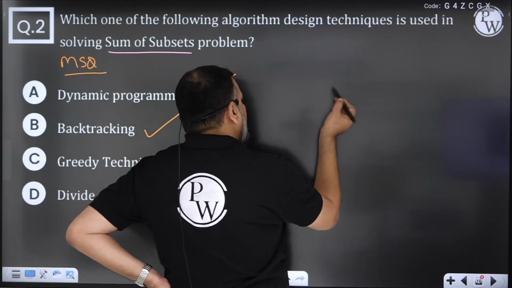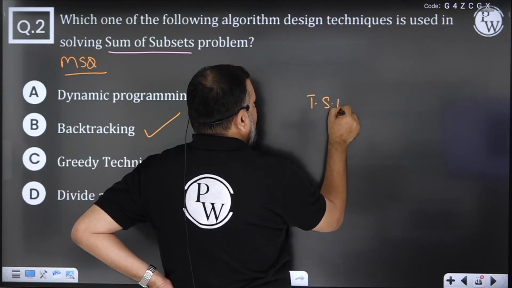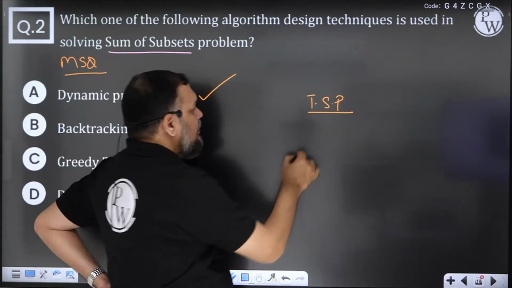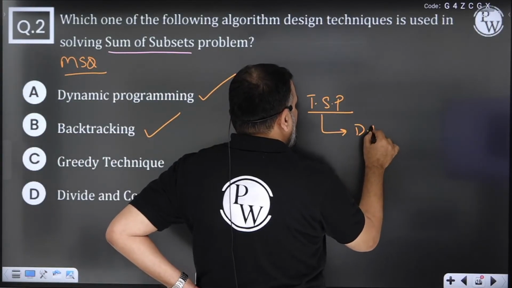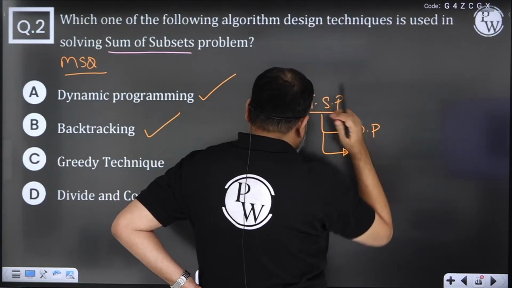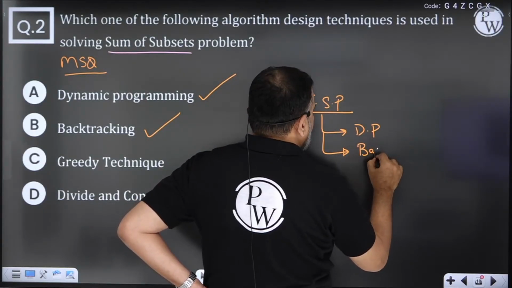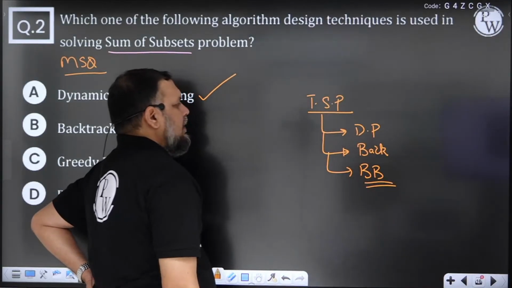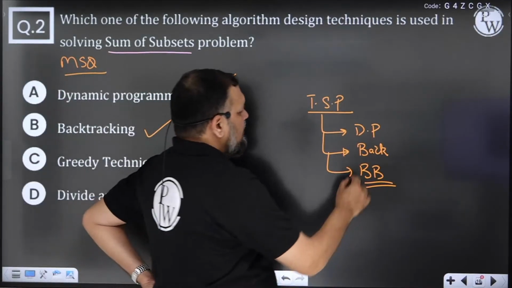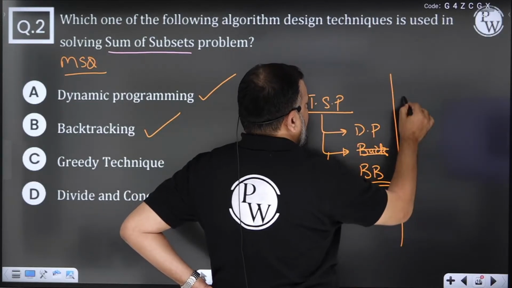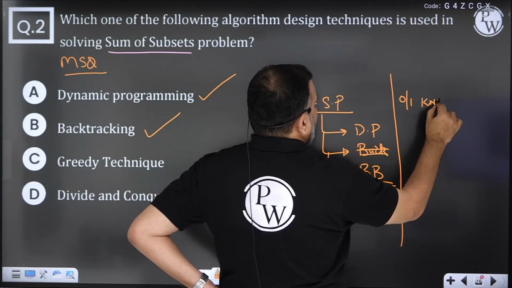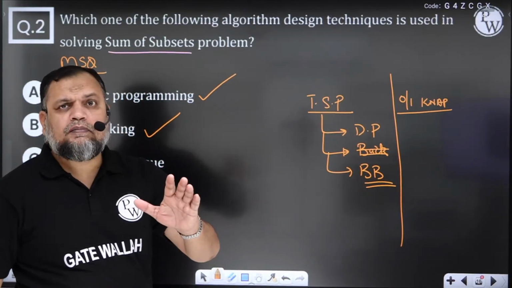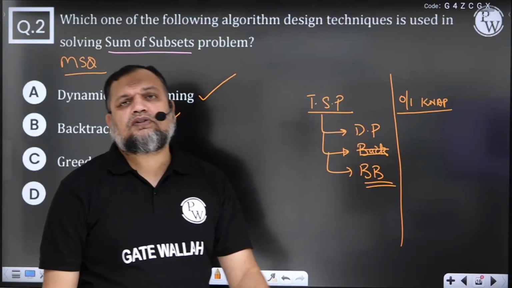And also remember, there are some problems like traveling salesperson problem, TSP. इसी तरह traveling salesperson problem, please remember, can be solved using dynamic programming, can be solved using, for example, backtracking, and can also be solved using branch and bound. This again is 0-1 knapsack. You can solve with dynamic programming, you can solve with backtracking, you can solve with branch and bound.